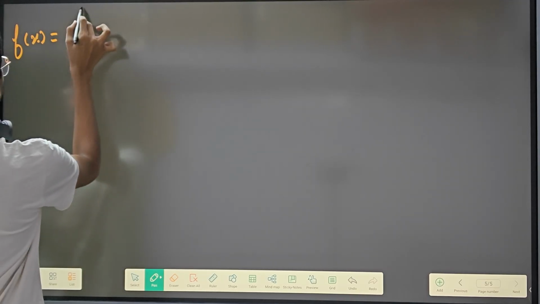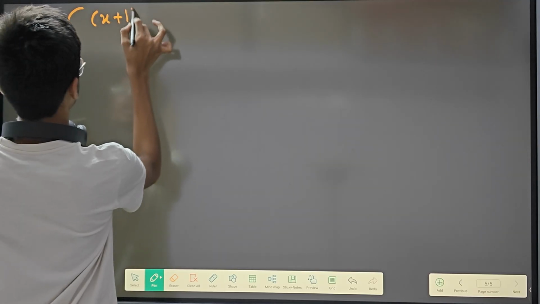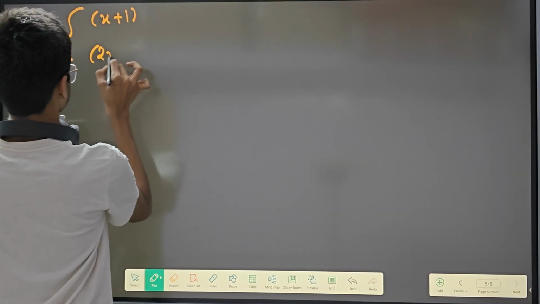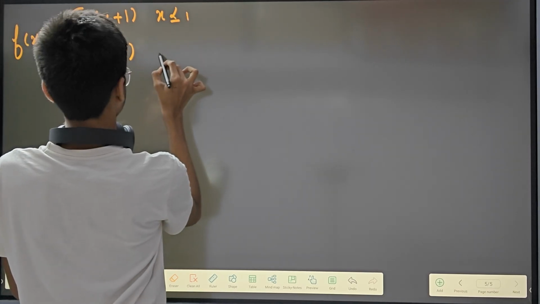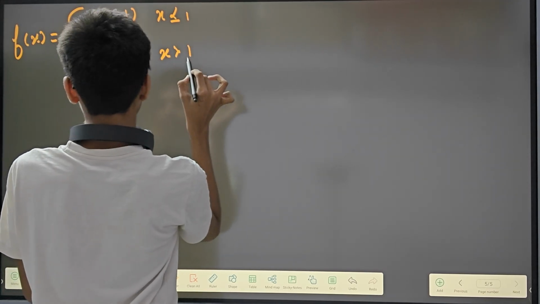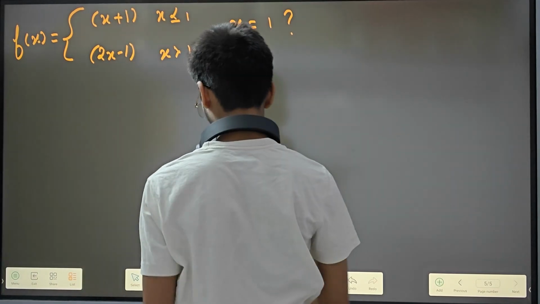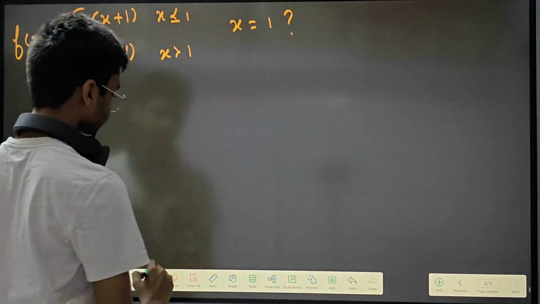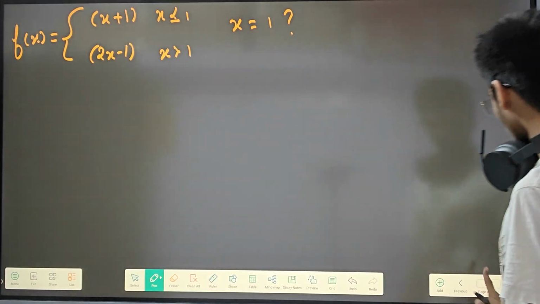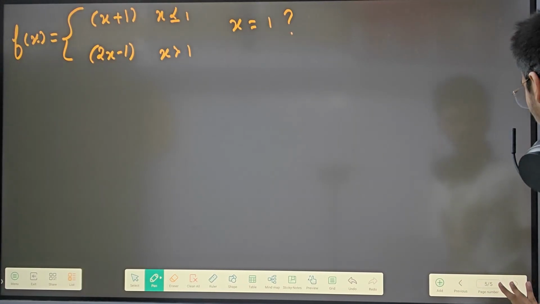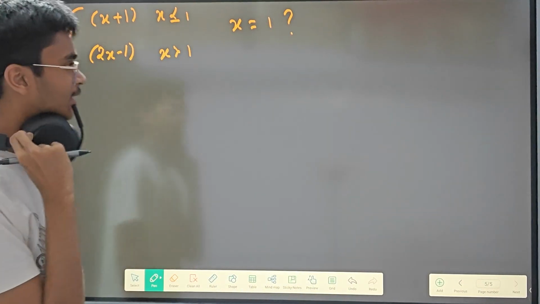So f of x, this is also a piecewise function, more than usual, with 2x minus 1 for x greater than 1, and x plus 1 for x less than or equal to 1. The question is whether f is continuous at 1 or not. After this question we are going to discuss another one, and then you will feel comfortable with all these concepts.